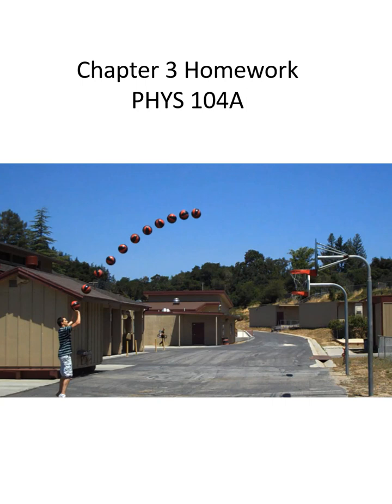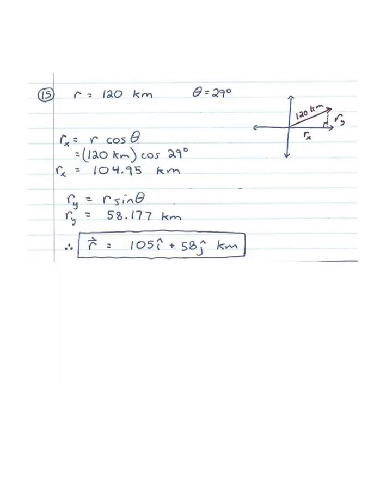This is Chapter 3 homework for Physics 104A. We start with problem number 15. Use unit vectors to express a displacement of 120 kilometers at 29 degrees counterclockwise from the x-axis. So I recommend drawing a diagram as I did here.